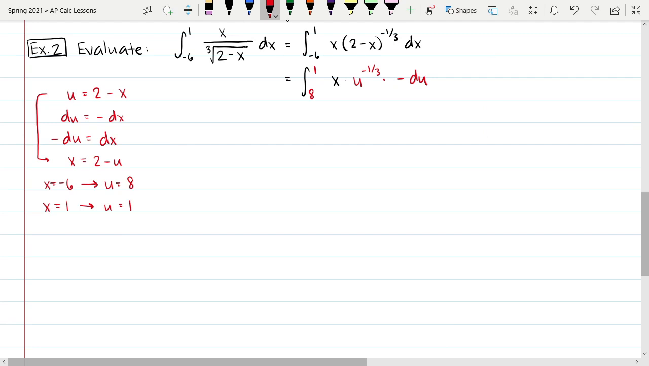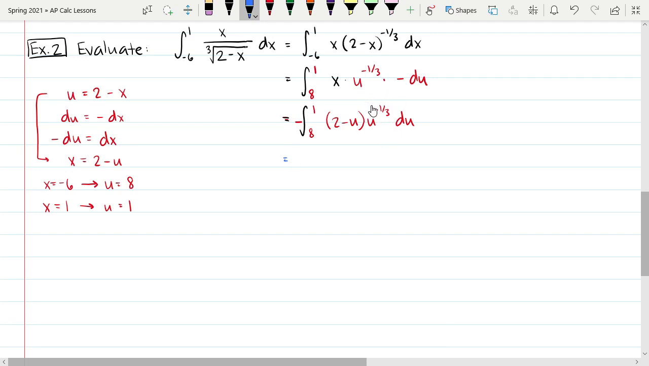Okay, so now, again, we're also going to replace that x. So I've got 8 to 1. My x is going to get replaced with 2 minus u, and then this is going to be u to the negative 1/3. And I've got that negative. I'm going to put the negative out in front. And now our integrand is fully in terms of u.